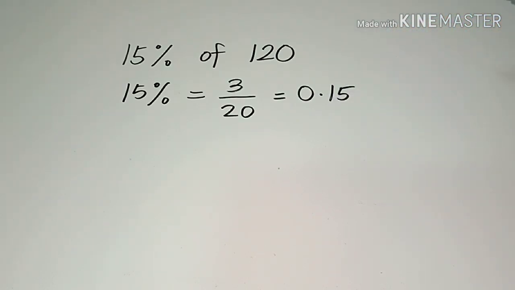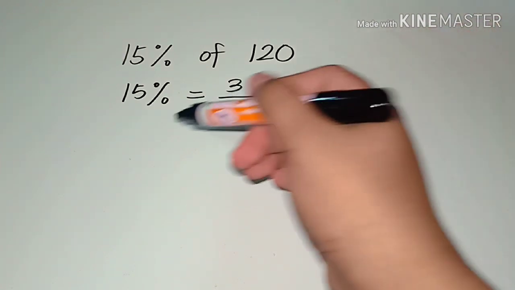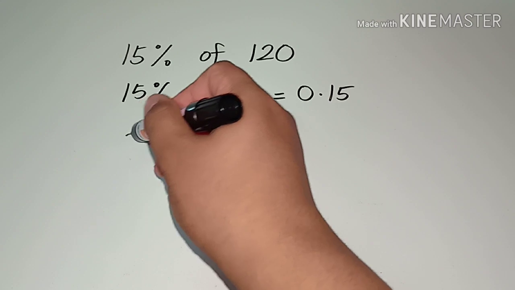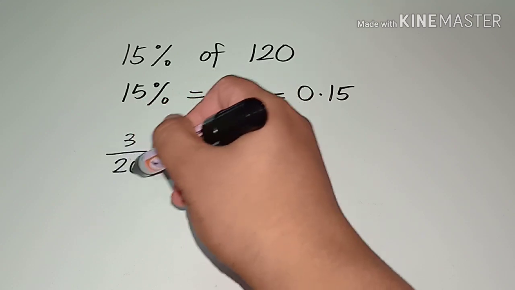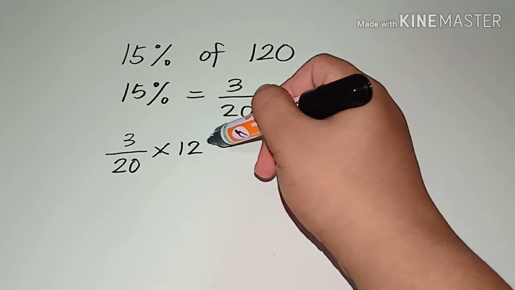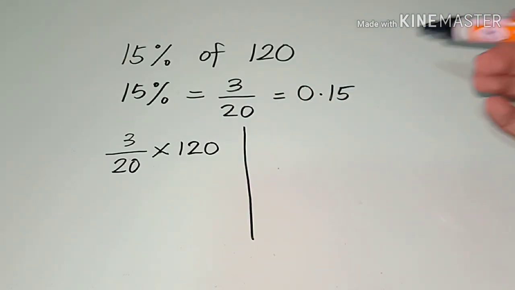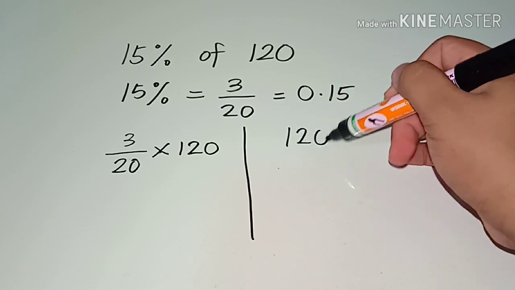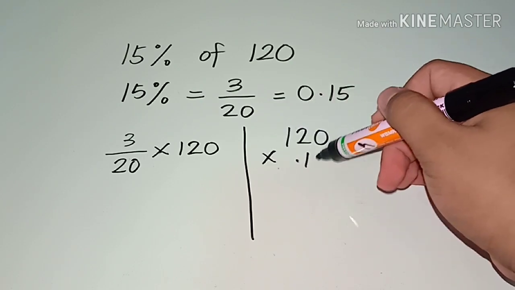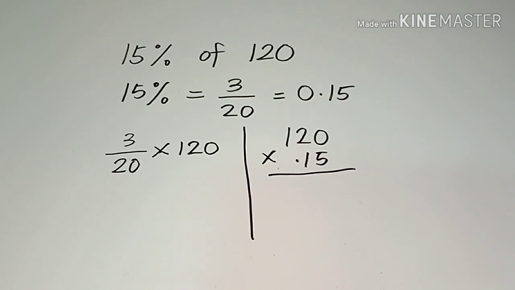Why we are doing this? We're doing 3 over 20 and 0.15. We're doing the conversion of its fraction and decimal form because we will multiply it to 120 to just simply get the 15% of 120. So we will be using multiplication. Copy 3 over 20 times 120. So that's first technique. The other technique is you will make use of the decimal form. So 120 times 0.15. So it's okay not to copy the 0 anymore.